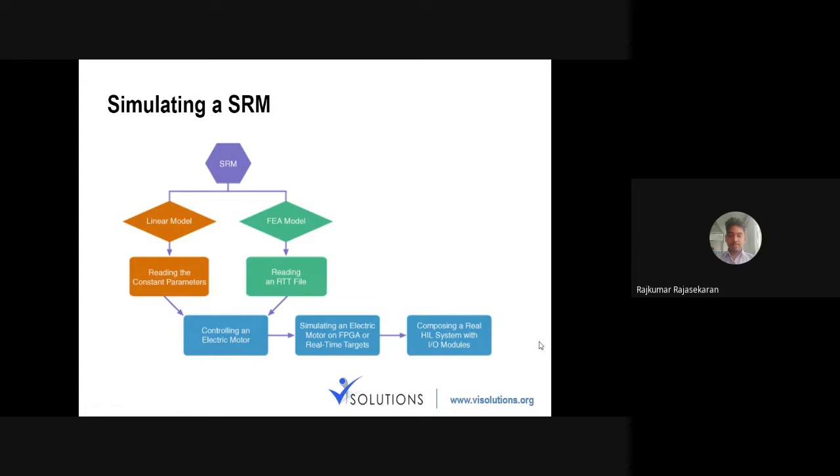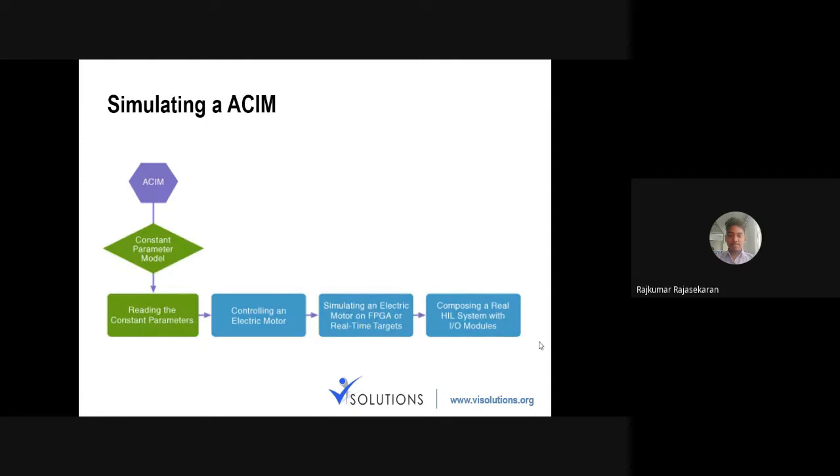The SRM, switched reluctance motor, has an option of a linear model and an FEA model. It does not have a variable parameter model. The AC induction motor, in this version of the toolkit, only has a constant parameter model. Now, this electrical motor simulation toolkit has been taken over by another company called Opal RT. They have circuit design parameters for other models as well, so they will have the toolkit which could be used to do that.